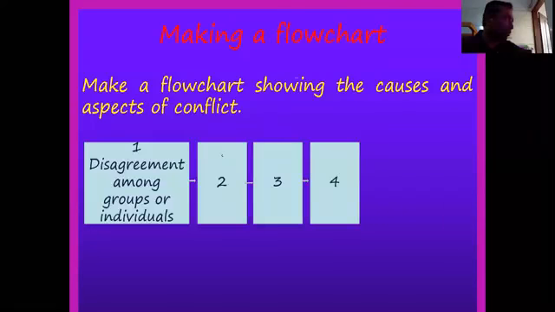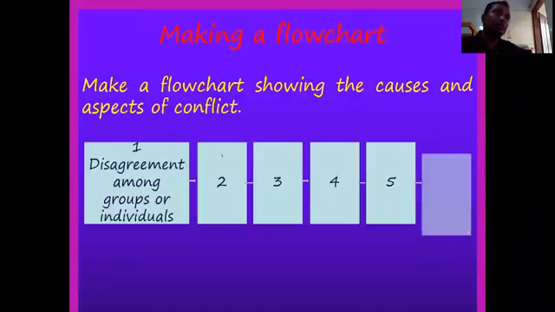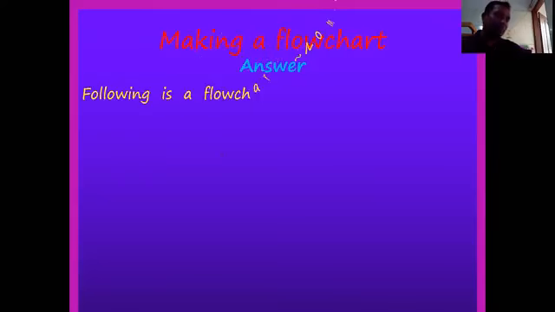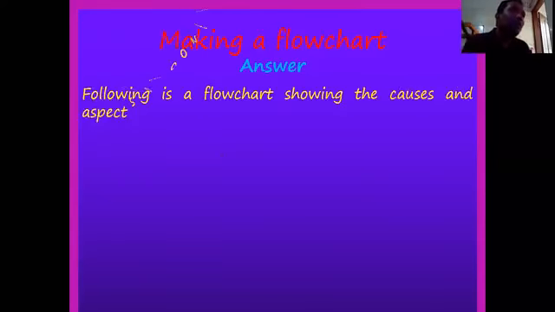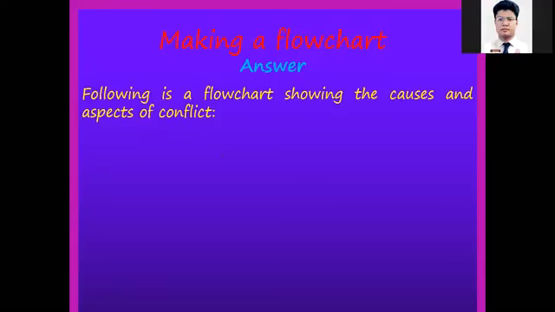The first box is followed by normally 5 boxes, which are supposed to be filled in by you. This is a common line for you, isn't it? Following is the flowchart showing the causes and aspects of conflict.